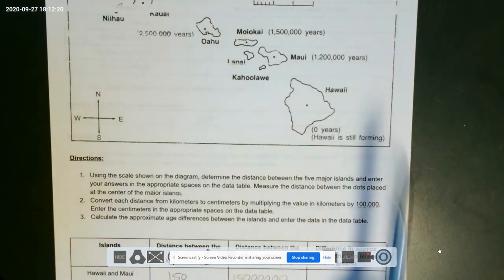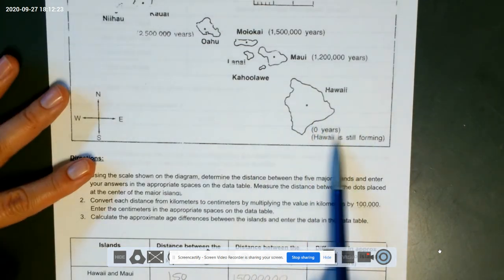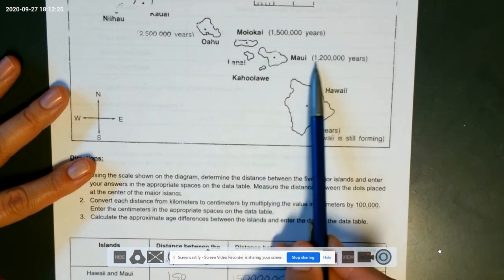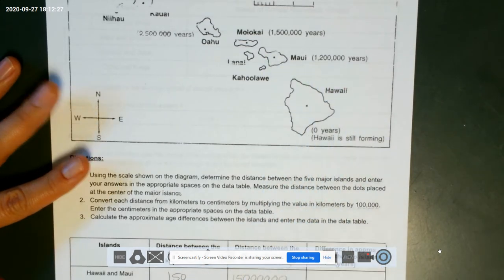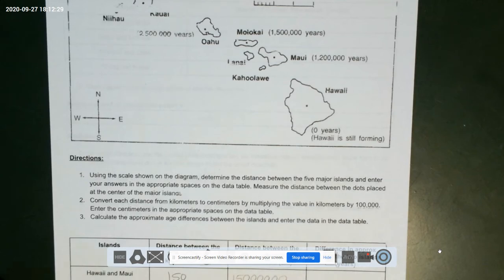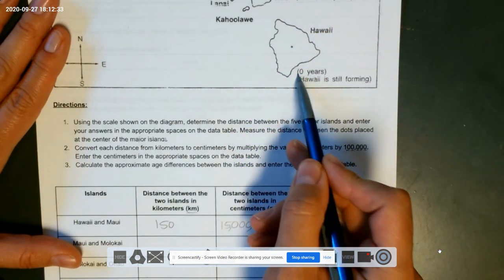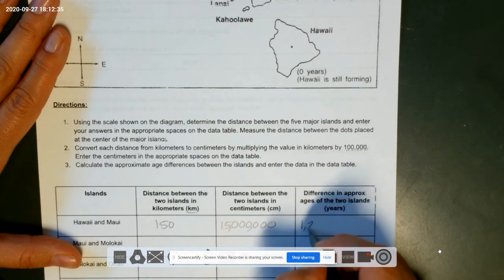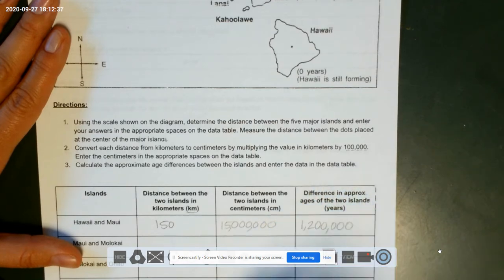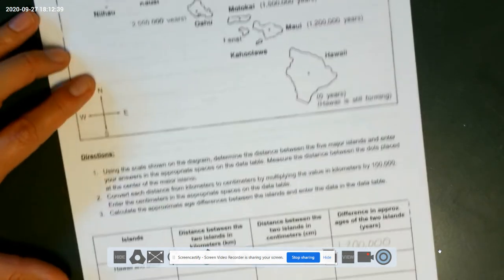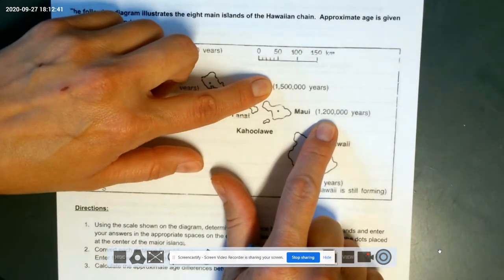So the Hawaii that is still forming is 0 years. Maui is 1,200,000 years old. So the difference in ages, since it's 1,200,000 minus 0, the difference is 1,200,000 years. Okay? So when you get to the others, it'll be these minus each other.